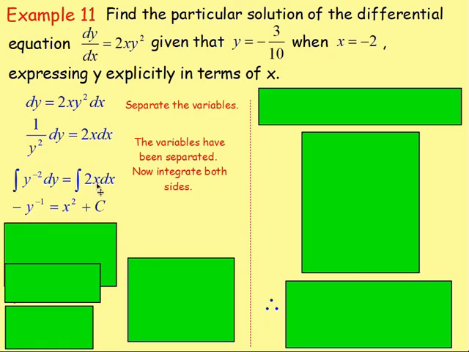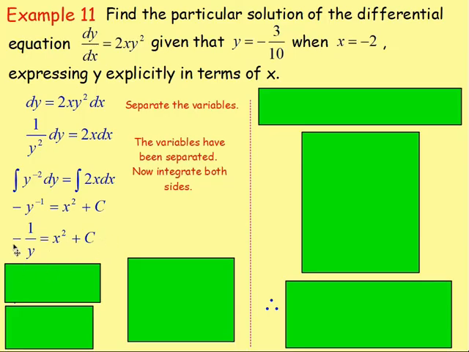2x, if you integrate it, will go to 2x squared divided by 2, which will leave you with x squared. And we'd also have plus c. You could rewrite that y to the power of negative 1 as 1 over y. That would still equal x squared plus c.